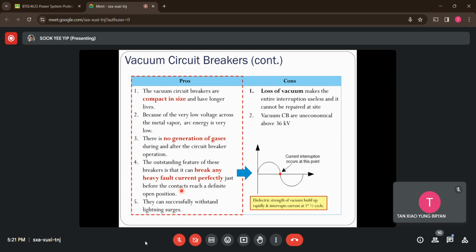Moving on, going back here, we have vacuum situations. There's no circulation of gas like SF6 gas or even compressed air, so during these operations there's no circulation of gas. And the last advantage of using vacuum breakers is that they are also able to withstand lightning surges as well. So here are all the pros of using vacuum breakers.